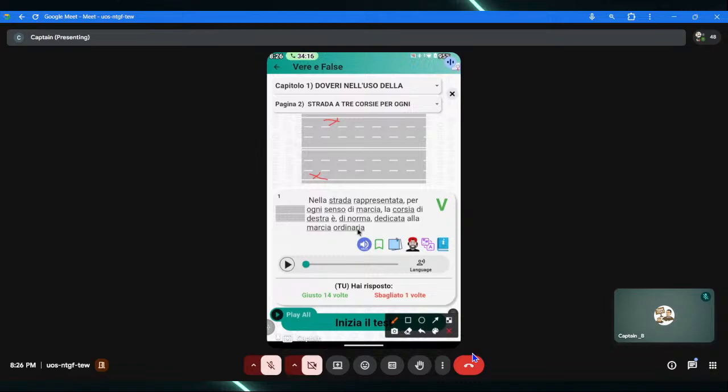Okay? So, corsia di sinistra, which is this middle one and the outer one, they are made for what? Sorpasso. So the right lane is for normal movement. Okay? And the answer is vero.